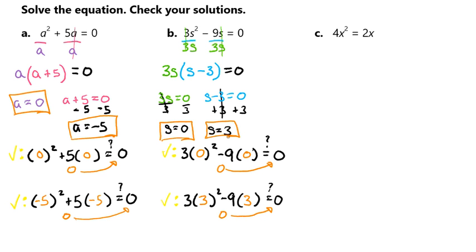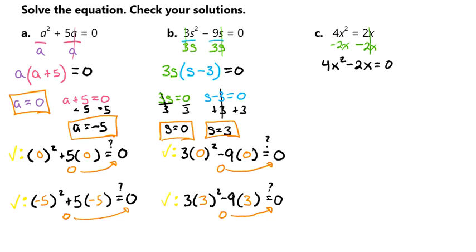For letter C, this one looks a little bit different because we have 4x squared equals 2x. It doesn't say minus 0 or equals 0 anywhere there. But we need to move our 2x over to the other side so that all of our terms are on the same side. So we're going to subtract 2x from both sides, which will give us 4x squared minus 2x equals 0.